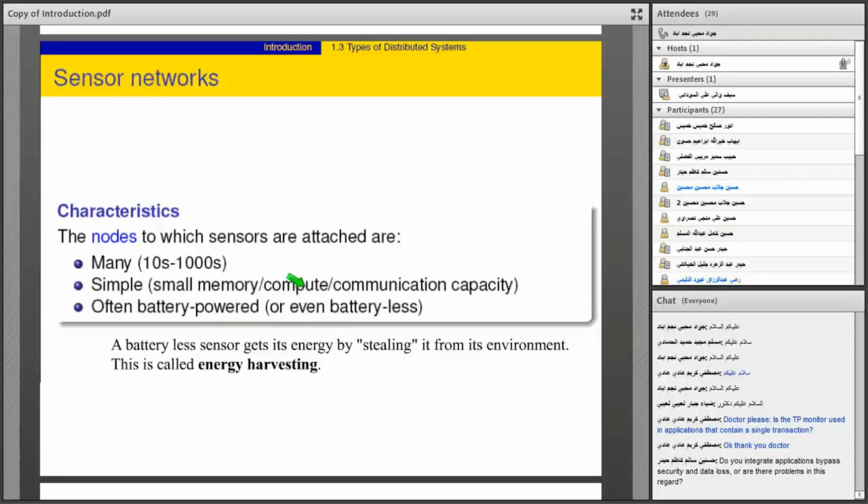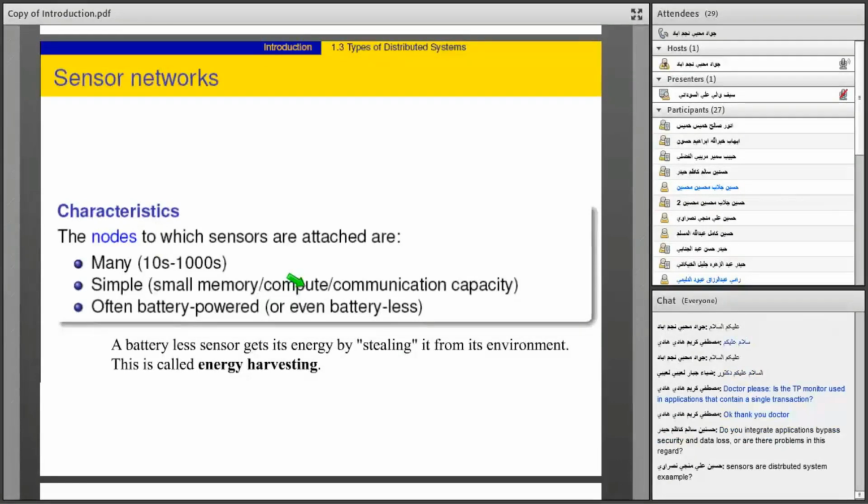The question from Hassan: do you integrate application bypass security and data loss, or is there a problem in this regard? And Hussein has a sensor distributed system example. Yes, Hussein is another type of distributed system.